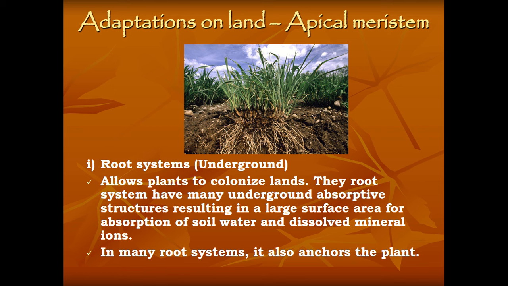So let's look at the second subtopic, which is adaptation of plants. First, we look at the apical meristem, which refers to the shoot and the root system. The root system is located underground and allows the plant to colonize the land. It has many underground absorptive structures, resulting in a large surface area for absorption of soil water and dissolved mineral ions. In many root systems, it also anchors the plant.